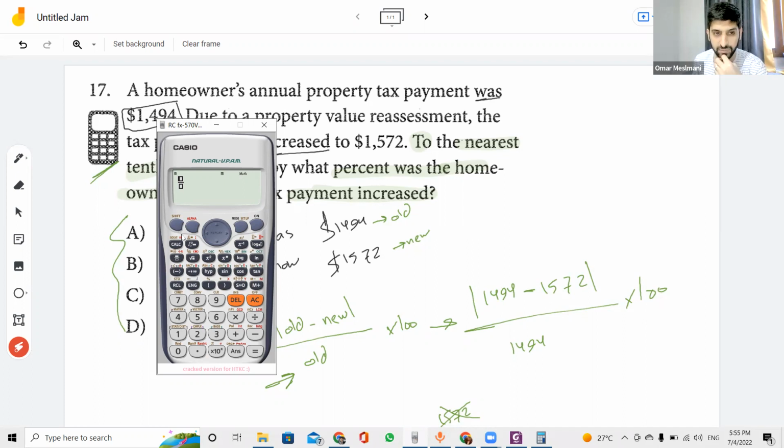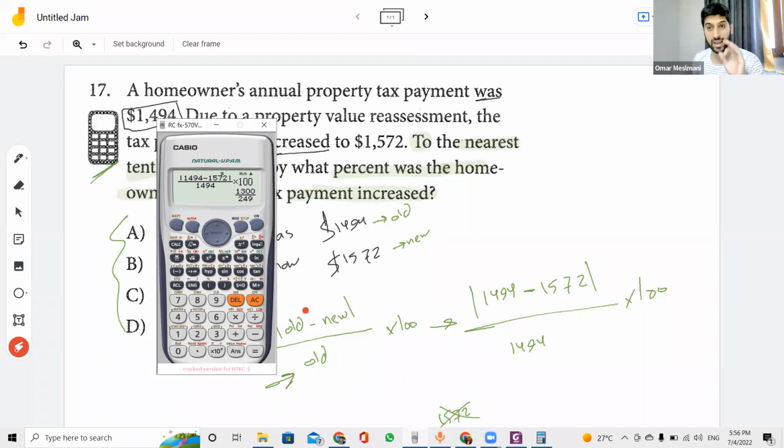I don't know if you know it, but there is an absolute value in the calculator. If you press on shift and on this button called HYB, the calculator will give you the absolute value. Check your calculators, you will see it, okay? You need to know these strategies. Now, 1494 minus 1572 all over 1494. Then I'm going to go right, and then I'm going to multiply by 100, and then equal.